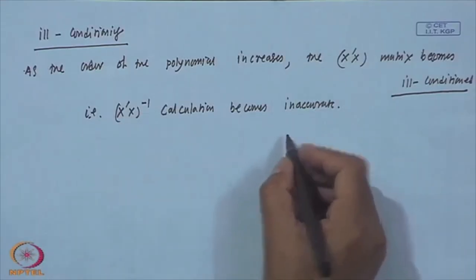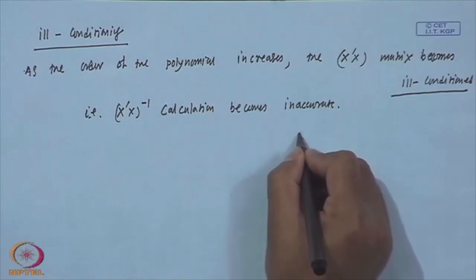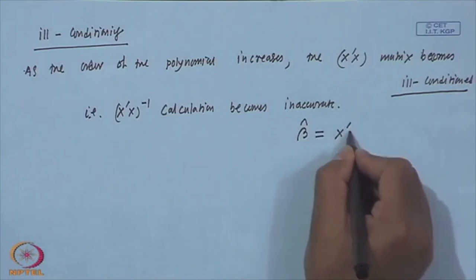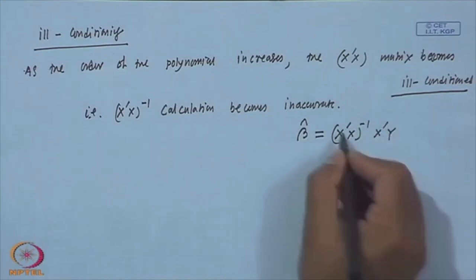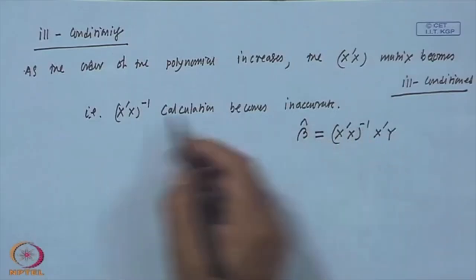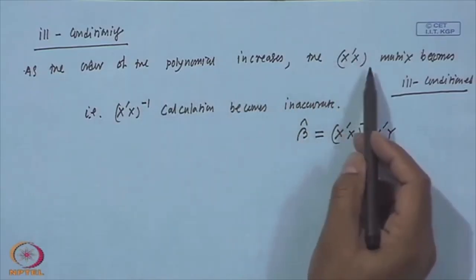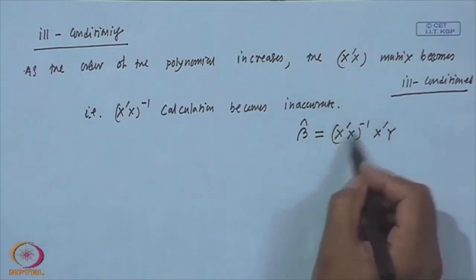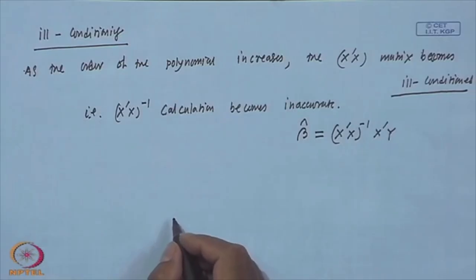So, because the estimation of regression coefficient beta hat is equal to X prime X inverse X prime y. So, we need to compute this inverse, but as the order of the polynomial increases, this X prime X matrix becomes near singular. So, the computation of inverse becomes inaccurate. Okay.